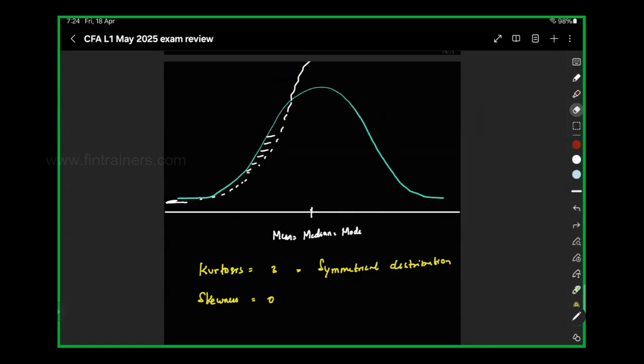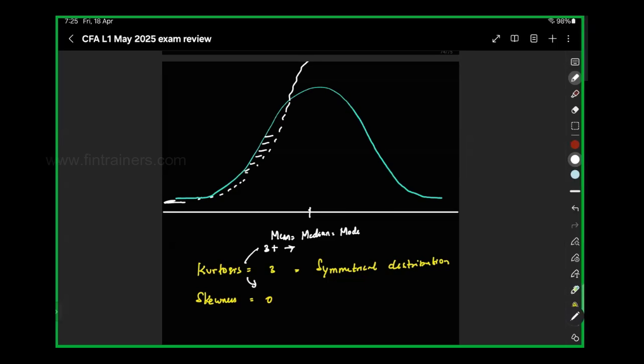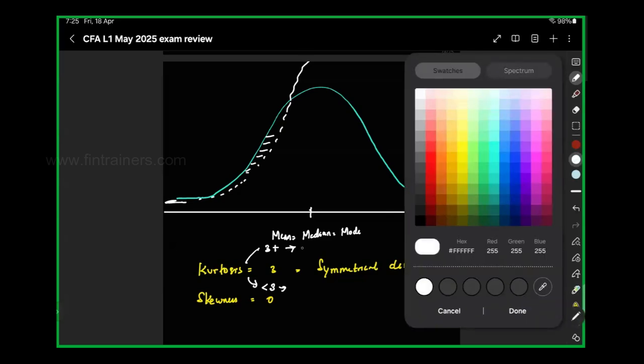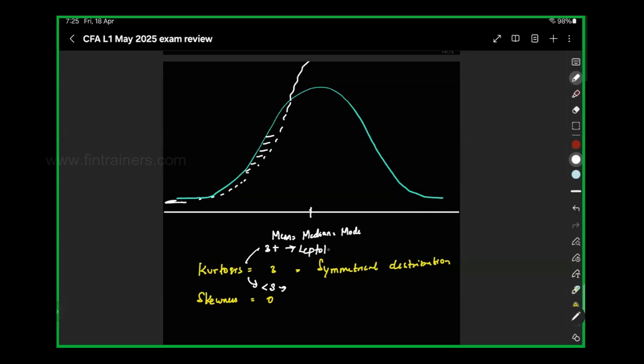So something like that has a kurtosis of more than 3. What do we call the distribution with the kurtosis more than 3? A distribution with kurtosis more than 3 is called leptokurtic. Anything less than 3 is called platykurtic. And the one with kurtosis equal to 3 is sometimes referred to as mesokurtic.